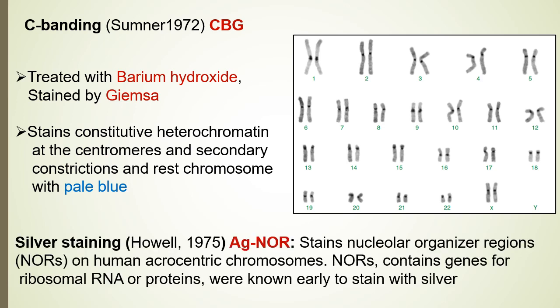Another technique, silver staining, which stains the nucleolar organizer region on human acrocentric chromosomes. These regions contain genes for ribosomal RNA or proteins, which were known early to stain with silver.